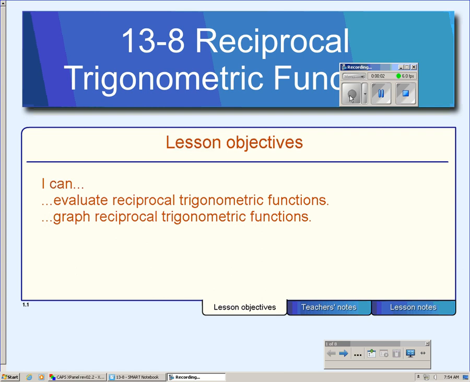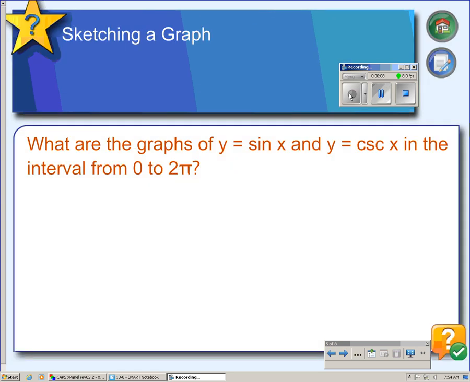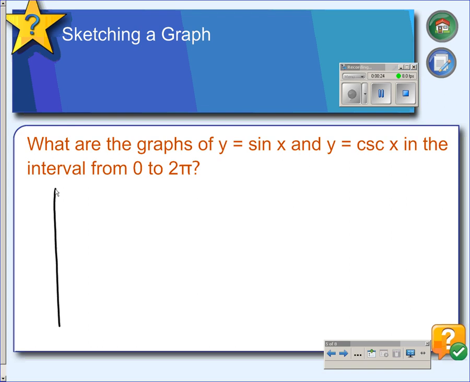In the second part of lesson 13.8, we're going to be looking at graphing reciprocal trigonometric functions. So the first function we have is y equals sine x, which is our regular function, and then from that we're going to graph its reciprocal, y equals cosecant of x. And we're going to be graphing in the interval from 0 to 2 pi. So set up my coordinate plane, and I'll mark in here a scale up to 2 pi.